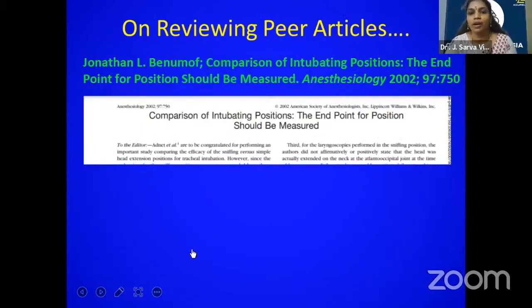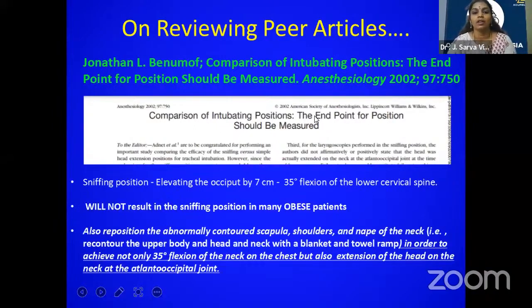On reviewing other peer articles, this article was published almost 20 years back in Anaesthesiology by Jonathan L. Benumov. Benumov, as we all know, is a pioneer in thoracic anesthesia and airway. He has titled this article as the comparison of the intubating positions. The end point for the position should be measured. He states that by elevating the occiput by 7 centimeters, we achieve 35-degree flexion of the lower cervical spine and we achieve the sniffing position in normal patients.